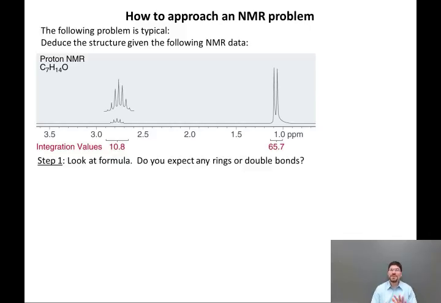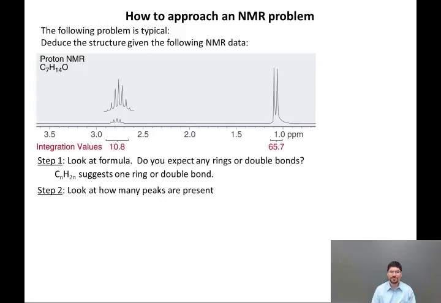Step one, before you ever look at the NMR spectrum, look at the formula. You have some information already just from looking at the formula. Do you expect any rings or double bonds? Well, in this case, you have exactly twice as many hydrogens as you do carbons, C7H14, so that is going to suggest one ring or double bond somewhere in your structure.